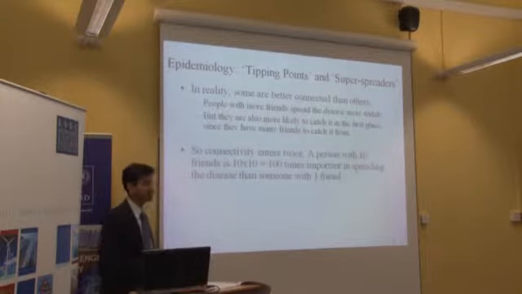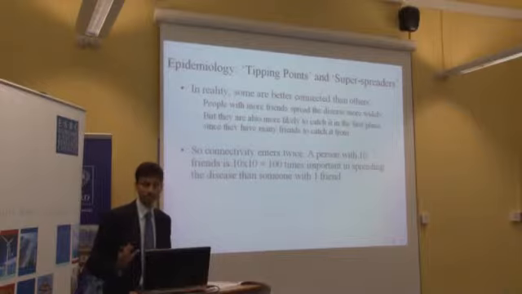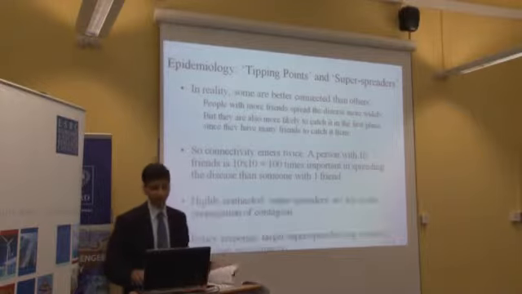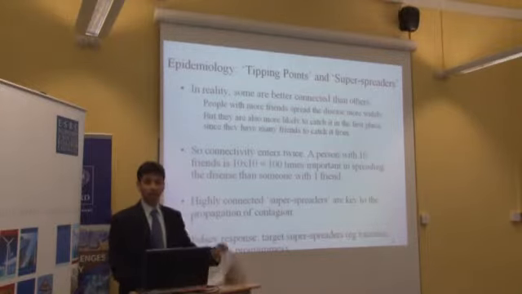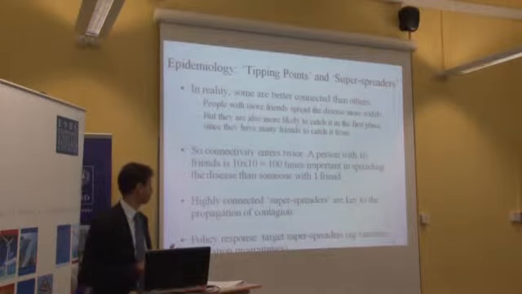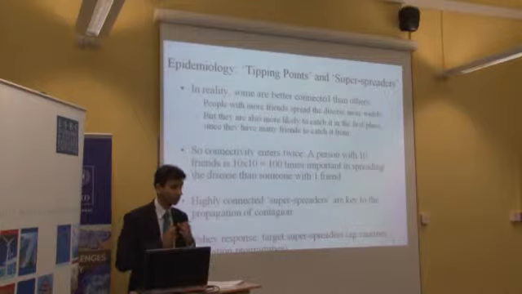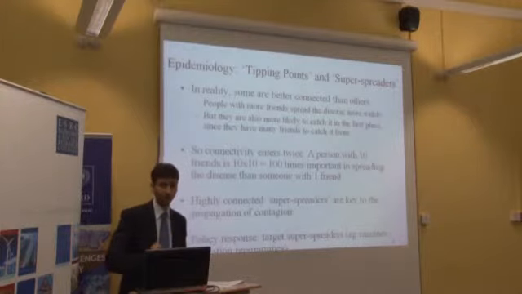So actually, connectivity enters twice. And a person with 10 friends is actually going to be 100 times more important in spreading the disease than someone with one friend. And what that highlights is that these highly connected people, what I've called super spreaders, are key to the propagation of contagion. They're the ones that are very important in spreading the virus.